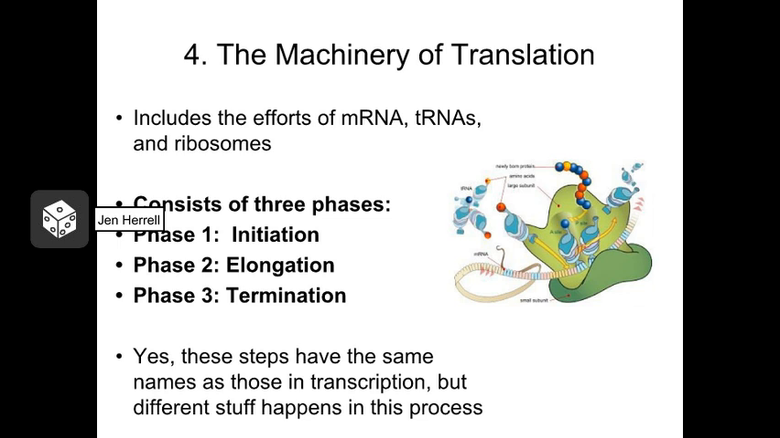Now that the excess introns have been snipped out and the caps have been put on the transcript, that transcript can travel out to a ribosome and begin translation. Translation includes 3 phases: initiation, elongation, and termination. And yes, these steps do have exactly the same names as the phases of transcription, which is convenient for memorization purposes. However, keep in mind that different stuff is going to happen during these phases, so they're not identical, they just have the same names. Let's take a look at each phase.